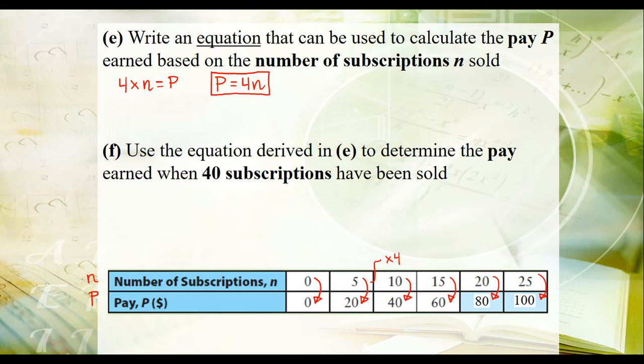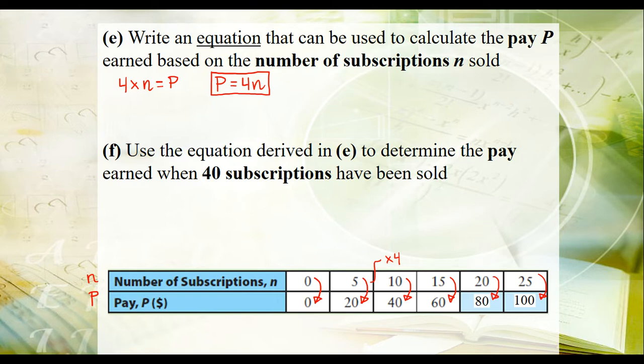Now, here's where the equations are useful. The equations are useful when you have really, really large numbers. Like, for example, it says, what's the pay if we sold 40 subscriptions? Well, we're not going to extend the table of values here because I wouldn't have enough space to do it. You could extend it to like 30, 35, 40. I guess that actually would work out okay if you did that.